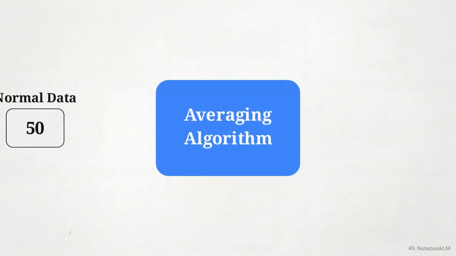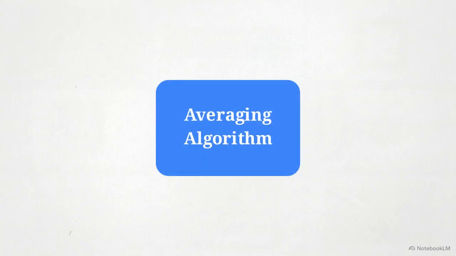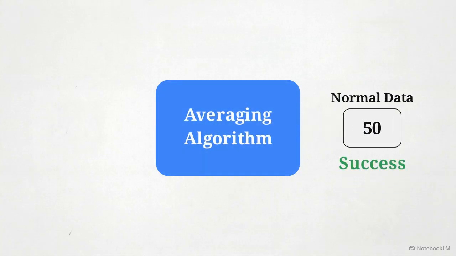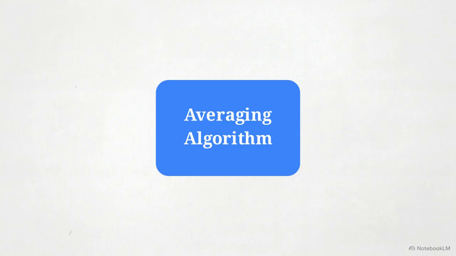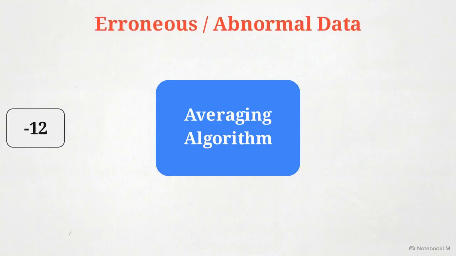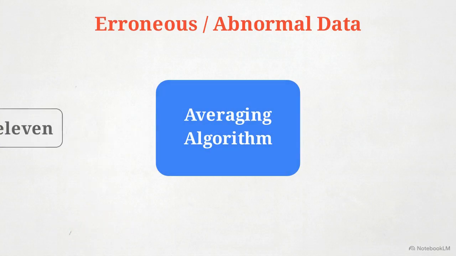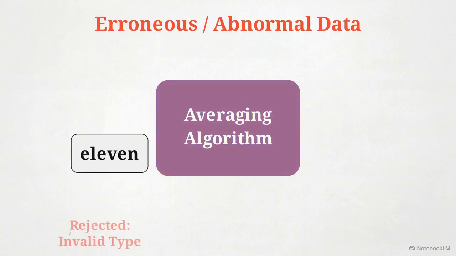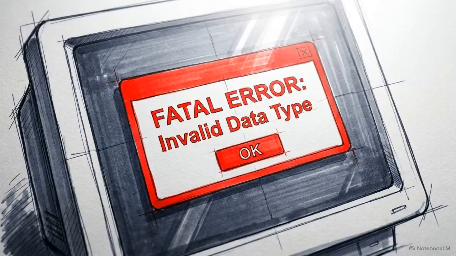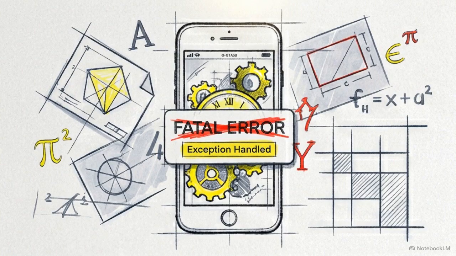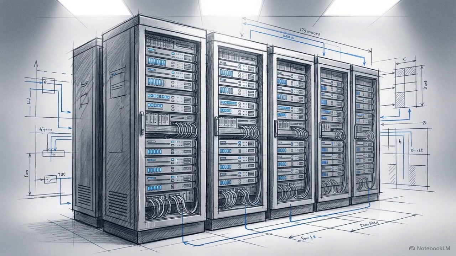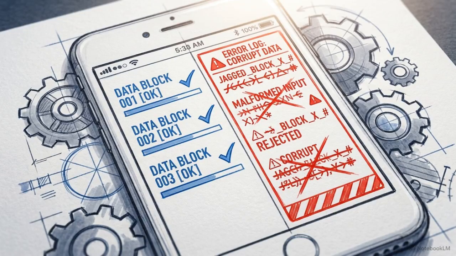If you have an algorithm designed to average student exam percentages, feeding it a standard score of 50 should yield an expected output of exactly 50. Processing a standard number is easy. A system's true resilience is proven by how it handles the second data category, erroneous or abnormal data. Erroneous data comprises logically invalid inputs that the system must safely and intentionally reject without crashing. If the algorithm encounters a negative score, like -12, or a text string, like the word "eleven," recognizing and refusing those values prevents a database failure. A fully engineered system is defined by what it correctly processes and what it successfully rejects.